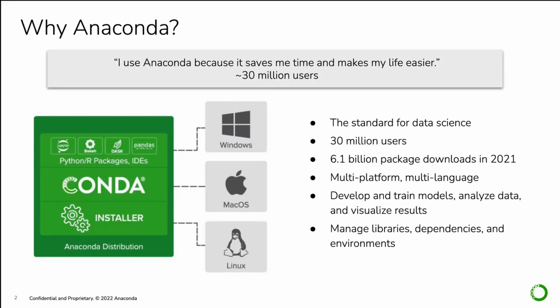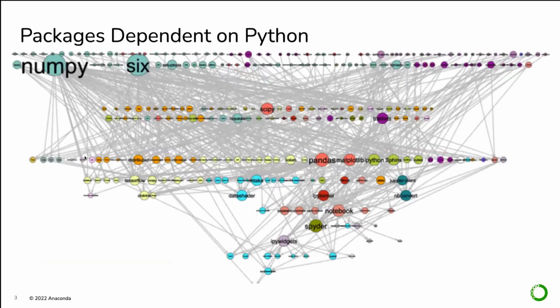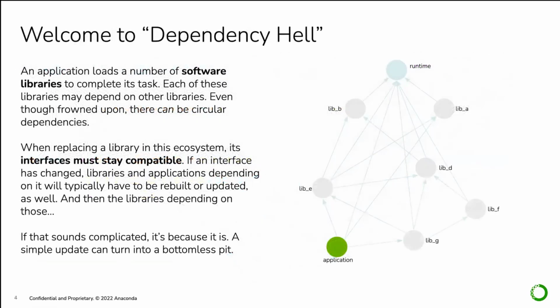Well, one thing to think about with regards to Python, especially Python open source, is the dependency problem. This is a look at the packages that are dependent on Python. And it's kind of messy, right? It can be hairy and complex to deal with all these dependencies, especially when you start talking about different versions, different platforms, etc., without breaking your environment. And this is what is affectionately known as dependency hell.